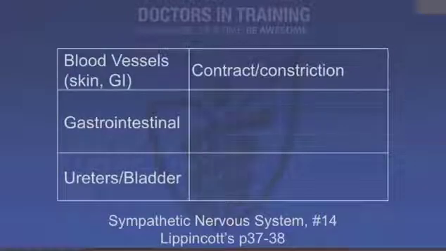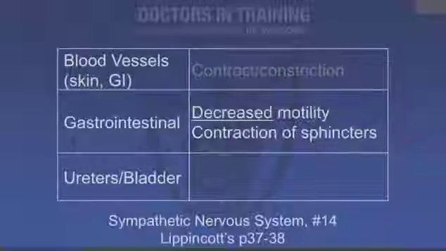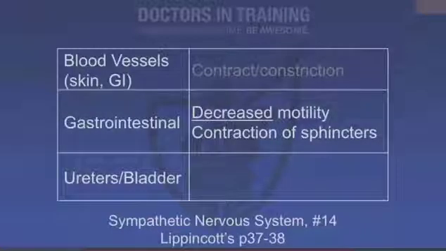Other blood vessels, such as blood vessels to the skin and the GI tract, mucous membranes, these blood vessels are going to contract when you get sympathetic stimulation. So you're shunting blood away from those non-essential organs and shunting it to the muscles so you can fight or flee. In the gastrointestinal tract, sympathetic stimulation is going to cause decreased motility and decreased muscle tone. And it's also going to cause contraction of sphincters, so the anal sphincter, the pyloric sphincter. The thinking is you don't need to digest food. You certainly don't need to be trying to defecate when you're fighting some kind of stressor.